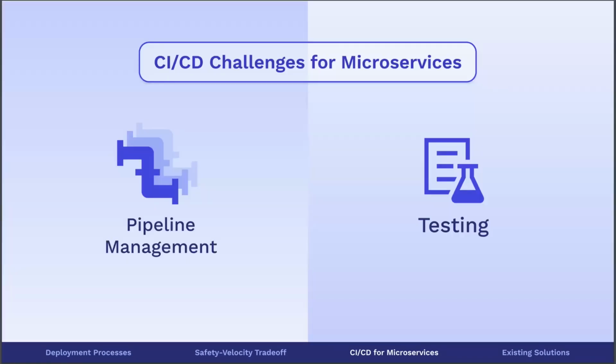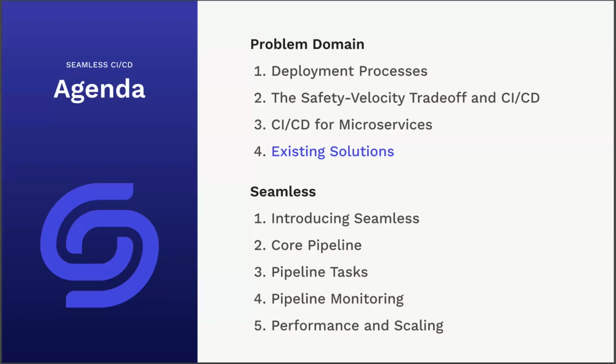So to recap, two microservice-specific CI/CD challenges are managing pipelines and testing them extensively. At this point, we have introduced deployment processes and CI/CD, as well as some of the difficulties that come when using CI/CD with microservice applications. Next, we will look at some of the existing CI/CD solutions available and how Seamless compares to these.